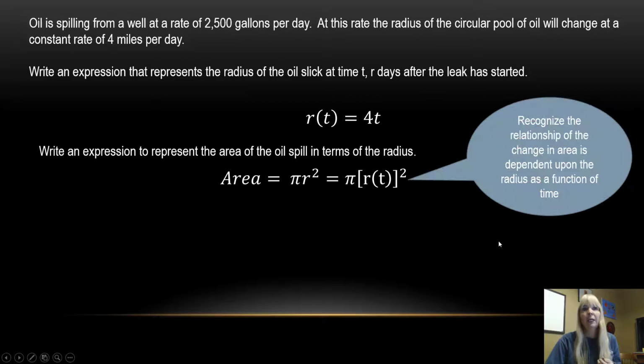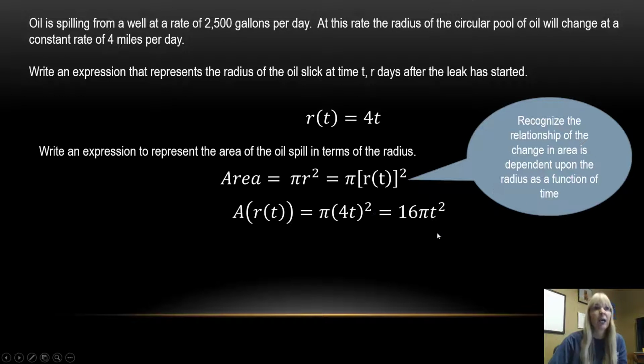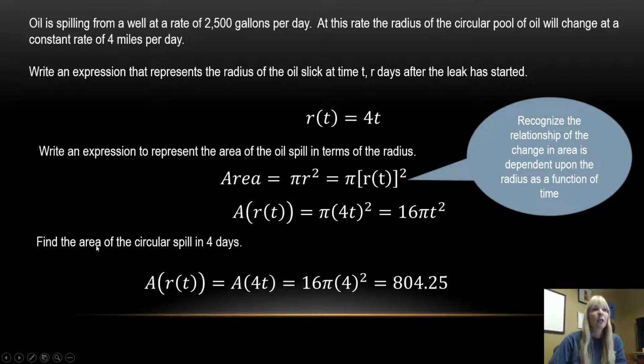So I plug everything in that I know. It says recognize this relationship, the change in area is dependent upon the radius as a function of time. And so I simply plug that in, and now I have something that I can use to find the area in 4 days. I plug in 4 for t, and get my answer.